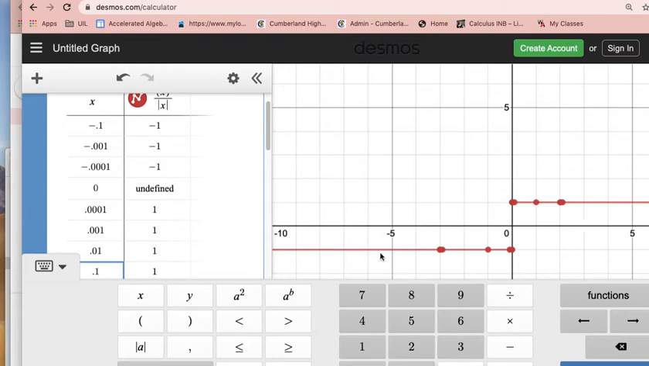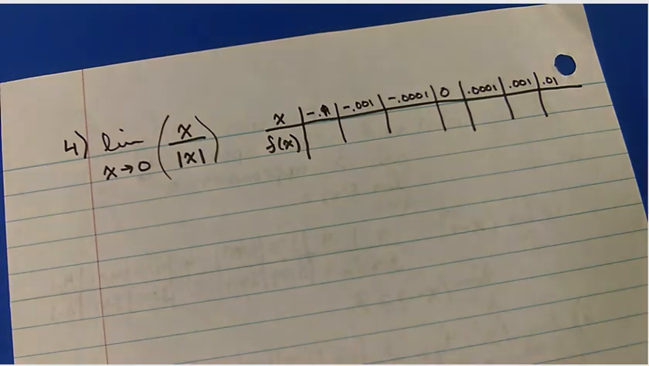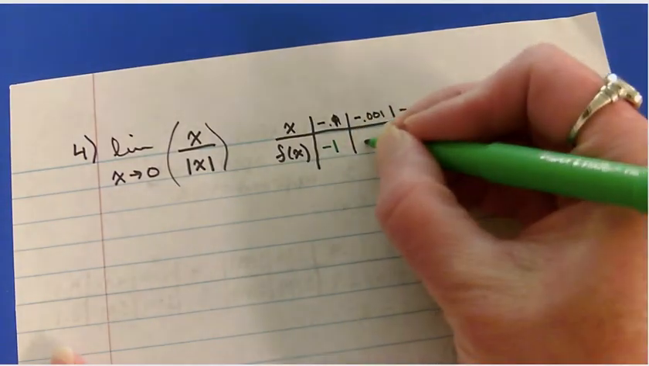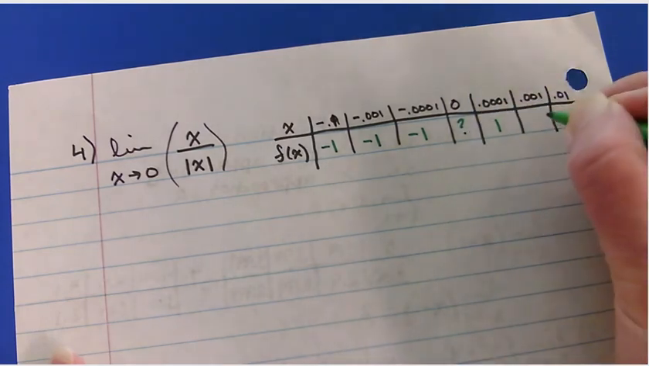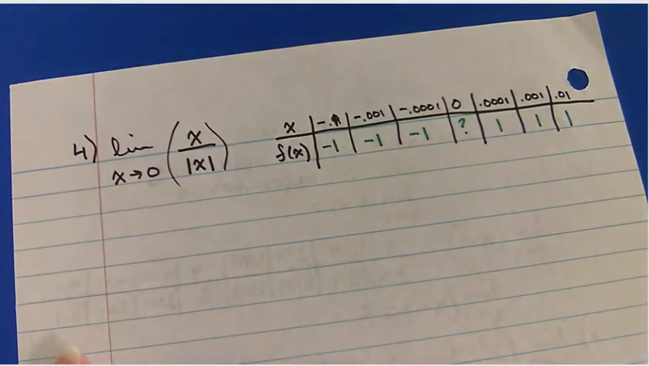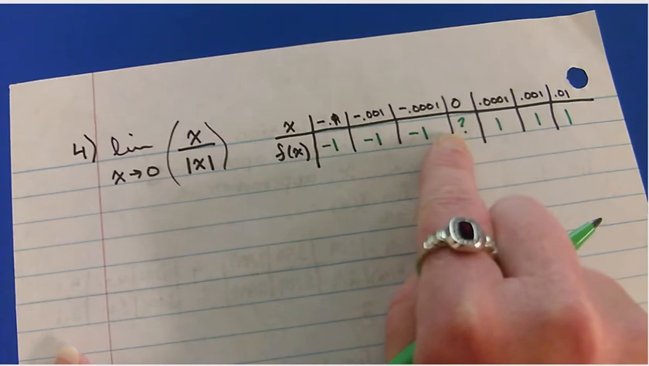And look at the graph. This is kind of a piecewise graph. It's got one piece down here at negative 1 and another piece at 1. So if I'm looking at my table, what value is it approaching right here? Well, one side's approaching negative 1. One side's approaching 1.